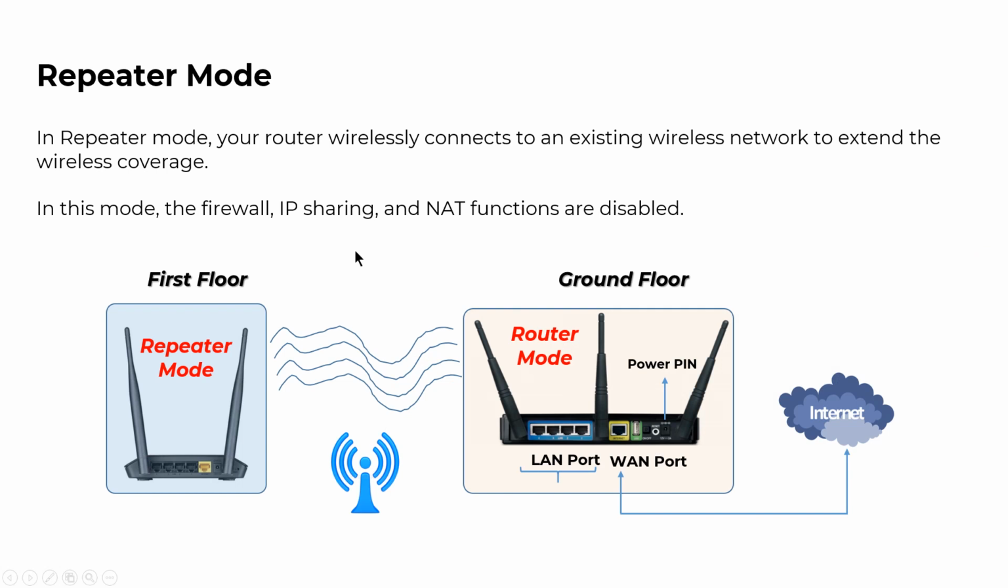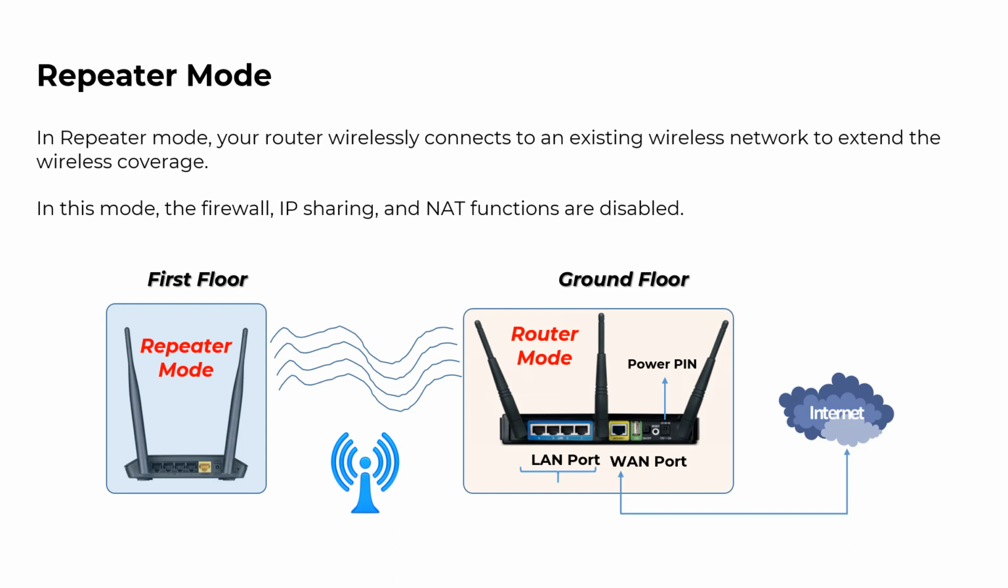In repeater mode, as people know from the name, we can just assume it. In repeater mode, your router wirelessly connects to an existing wireless network to extend the wireless coverage. In this mode, the firewall, IP sharing and NAT function are disabled. In my previous example, you have seen the access point mode, where we laid down the cable from the LAN port to the LAN port of the second device. But when you don't have the capacity, or you don't have the space, you cannot bury or lay down a new cable. You can just use your second router or second Wi-Fi device or access point in repeater mode.